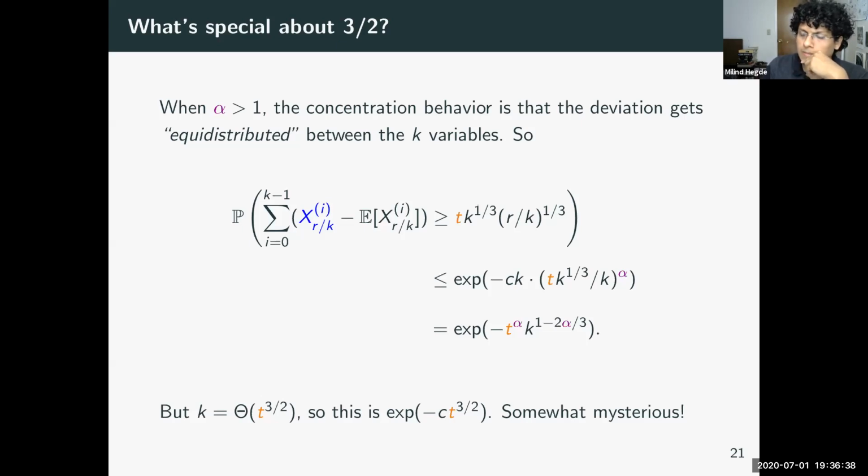So can you explain the tail bound again? How did you get it? This one or the previous one? This one. Yeah, so I said that we're going to look at the case that this deviation of t to the 1/3 is basically done equally by each of the k variables. So any single one is going to do a deviation of t to the 1/3 divided by k, and then they all have to do it. So you have a power of k extra coming in, which is this factor over here. I see. Yeah, that makes sense.